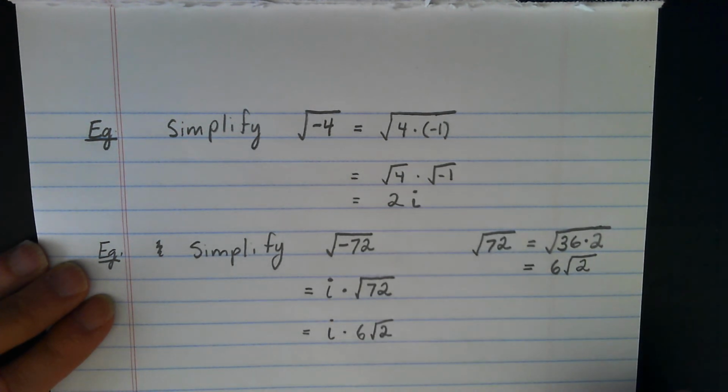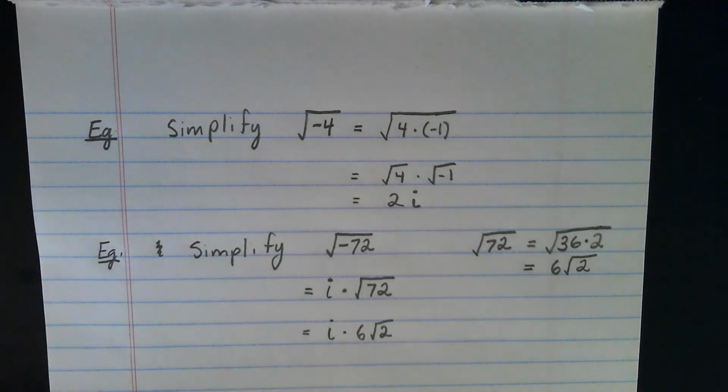Okay? Alright, I think for me, I prefer to have the i on the right-hand side, but the book will often have the i on the left-hand side. I suppose it doesn't really matter. The order of multiplication doesn't matter. i times 6 is the same as 6 times i, and so forth. Good. So this is all we're going to do for this video.